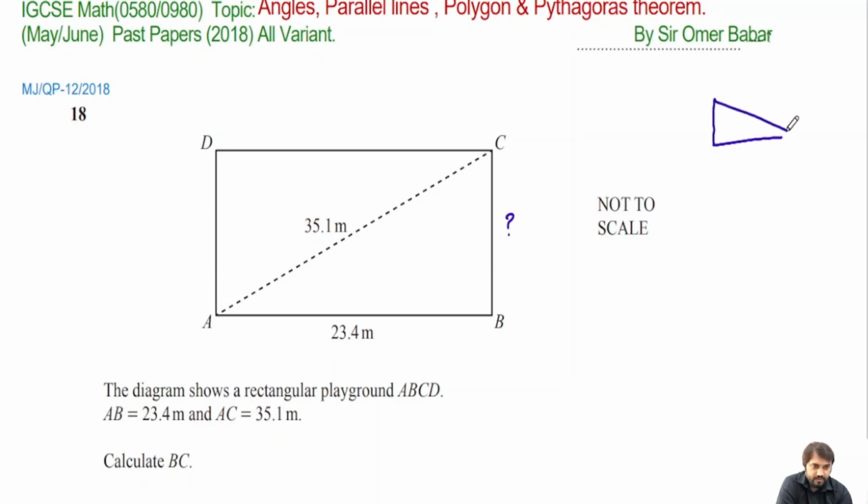Let me tell you one thing. If we have a right angle triangle, then this side, that is diagonal form line, is called hypotenuse. And one of them is base. Base is also known as adjacent.